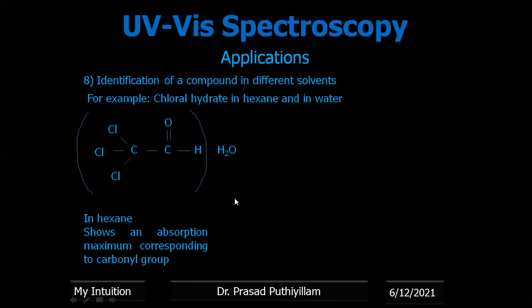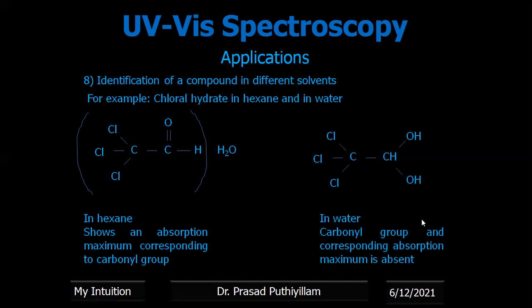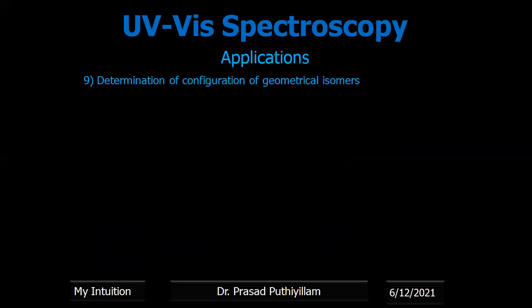Now if it is in water, then this carbon double bond O will not be there. It will be converted to OH, because with more water present, the hydroxyl will attack that carbonyl group and it will be converted to a CHOH group. Therefore, the carbonyl functional group is absent and it will not give the absorption maximum corresponding to the carbonyl group. Now, determination of configuration and geometrical isomers: trans-azobenzene and cis-azobenzene.